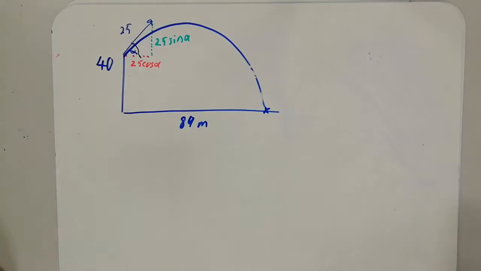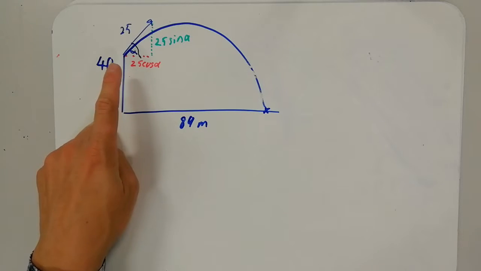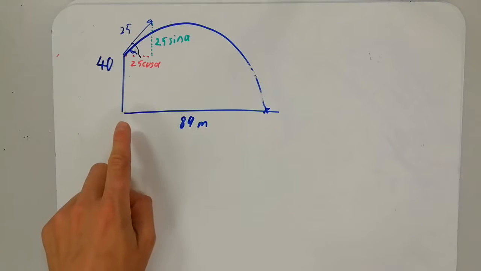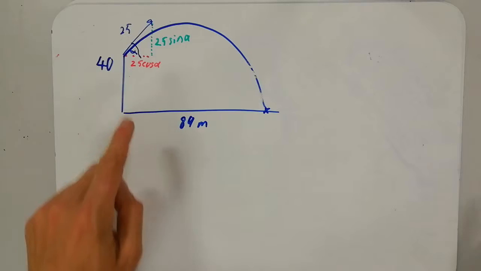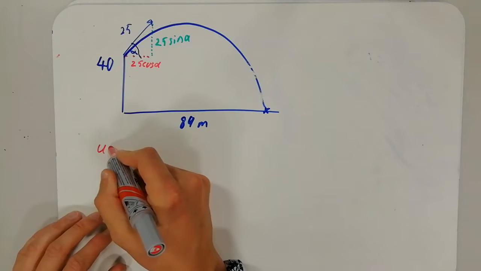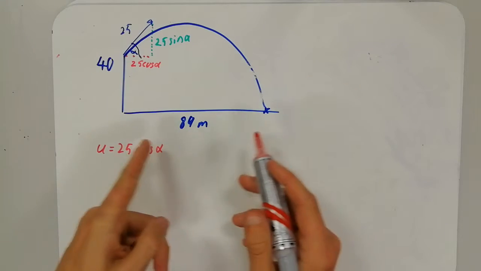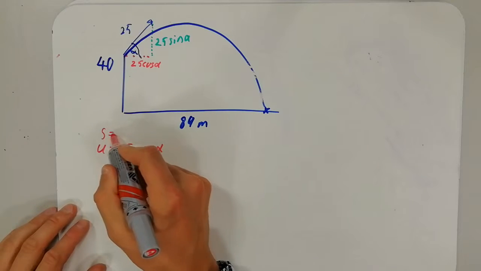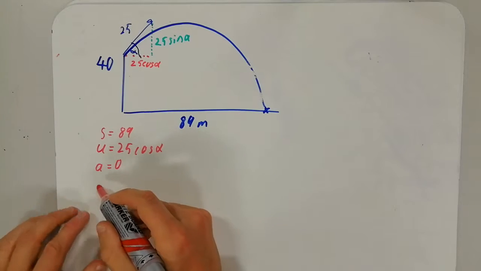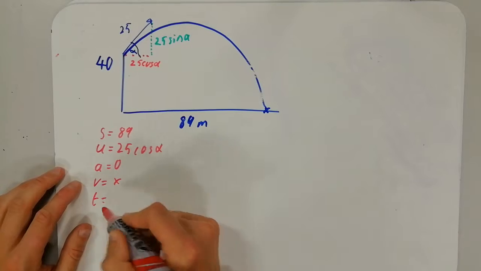Okay, now let's write down what else we know. We can treat vertical and horizontal motion completely independently of each other. So let's look at that horizontal motion. We appear to have the most information about that. We have an initial speed of 25 cos alpha, a displacement of 89, no acceleration, final speed we don't care about at the moment, and time we don't know.